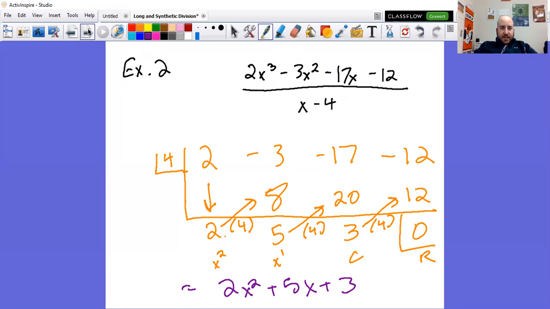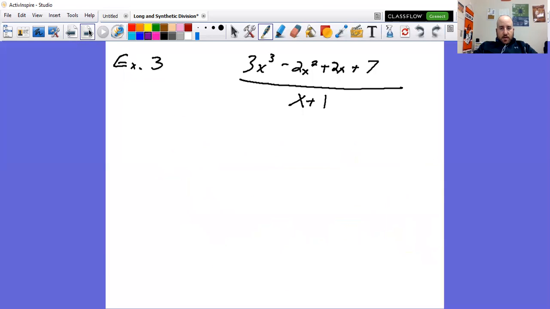All right, example 3. We've got 3x cubed minus 2x squared plus 2x plus 7 divided by x plus 1. The coefficients and constant of my dividend are 3, -2, 2, 7.